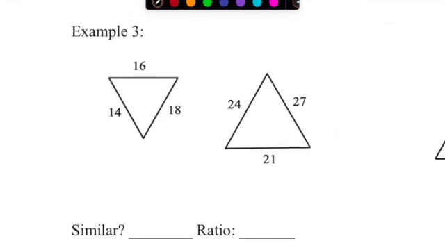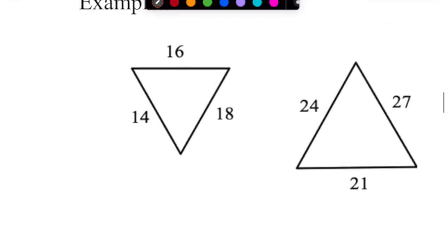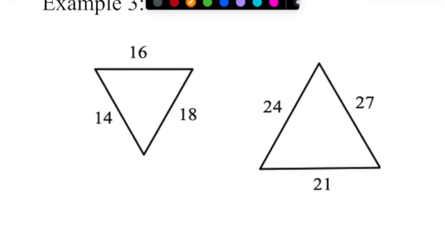So we're going to take a look at this example here. What we need to do is pair up the biggest side, the middle side, and the smallest side. So I'm going to start with the smallest side, 14. And then over here, the smallest side is 21. So those are going to go together. My middle side will be 16. Over here, my middle side is 24. And then over here, my largest side is 18.